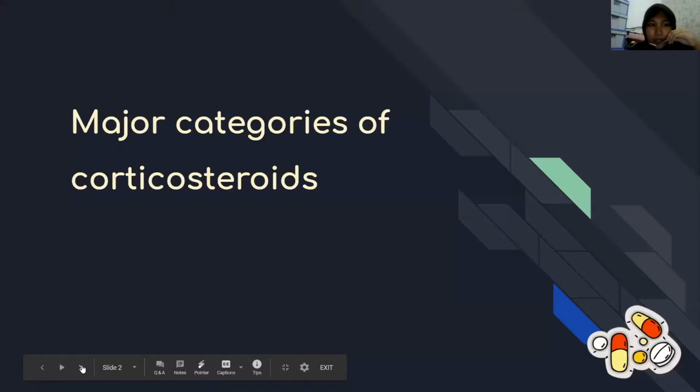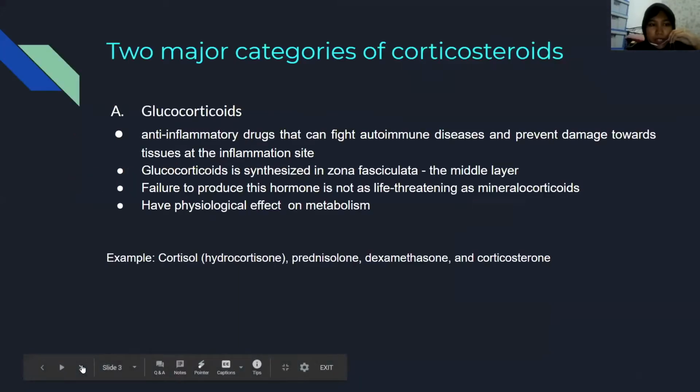There are two major categories of corticosteroid, the first one is glucocorticoid and the second is mineralocorticoid. So I will explain about glucocorticoid. Glucocorticoid is an anti-inflammatory drug that can fight autoimmune disease and also prevent damage to healthy tissue at the inflammation site. Glucocorticoid is synthesized in the zona fasciculata, the middle layer of the adrenal cortex. Failure to produce glucocorticoid hormone is not as life-threatening as with mineralocorticoid, and it does not cause fatality to the patient.